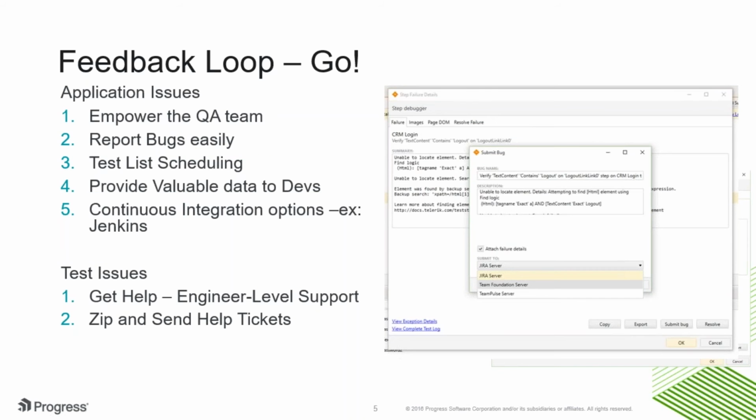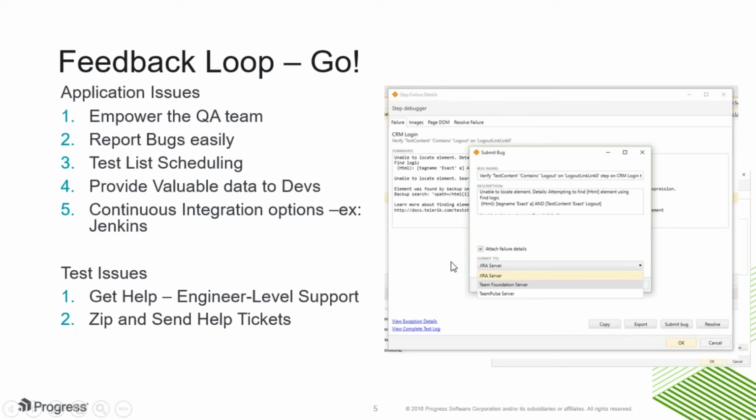Even a manual, non-technical user can really get a lot of advantages out of Test Studio, but we also make it approachable for a developer tester as well. We really want to encourage the collaboration between development and QA to make sure there's a great feedback loop. And this is where the failure details are very valuable for a tester to be able to send back to the development team if it's an application issue.